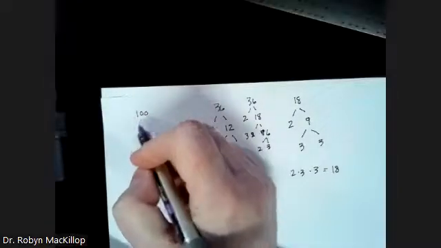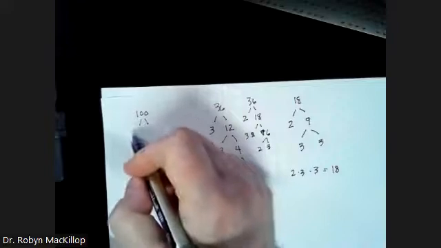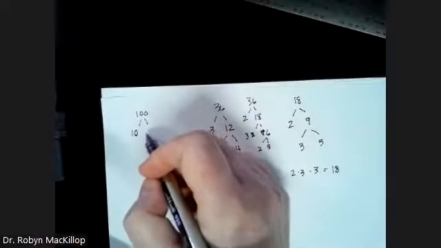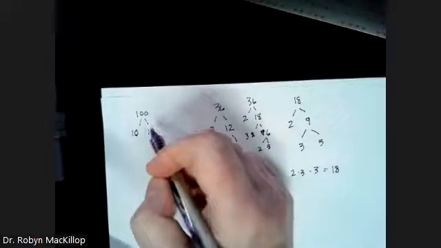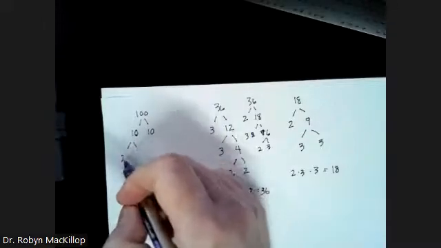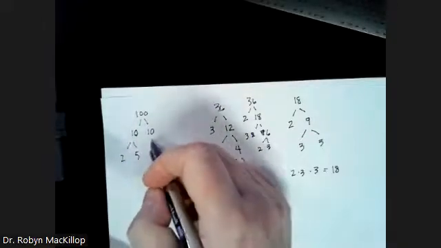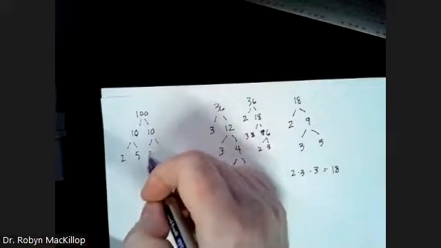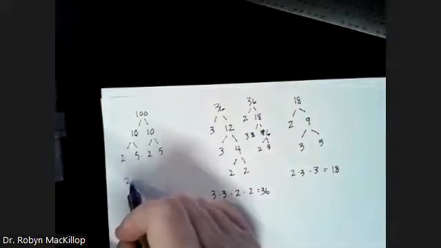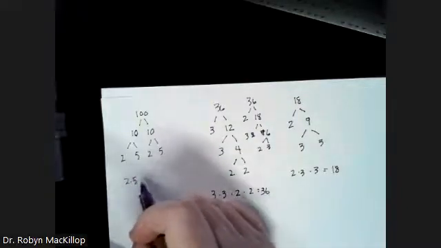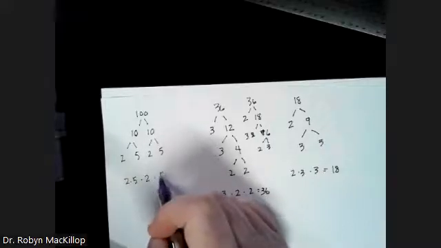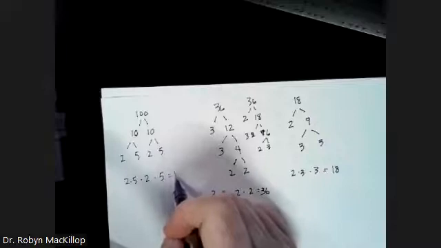All right, and the last one is 100. Whoops. All right, I didn't start this right. I was going to go with 2, but let's just do 10 and 10. It'll be a slightly bigger tree. And 2 and 5. And then we can check it. 2 times 5 is 10, times 2 is 20, times 5 is 100.